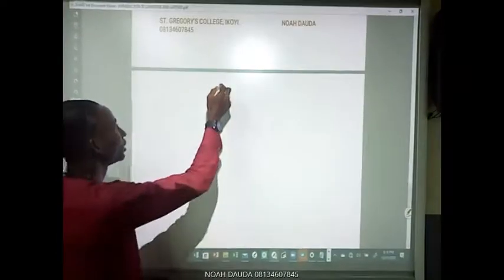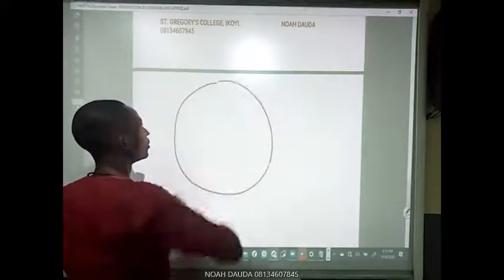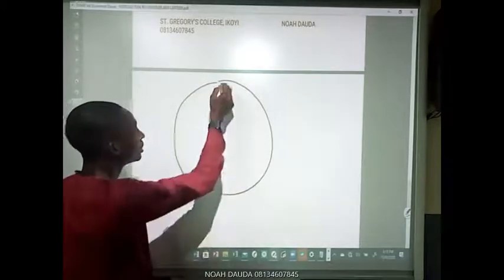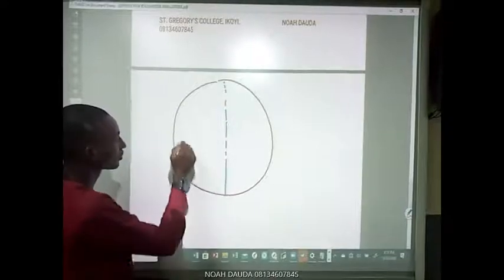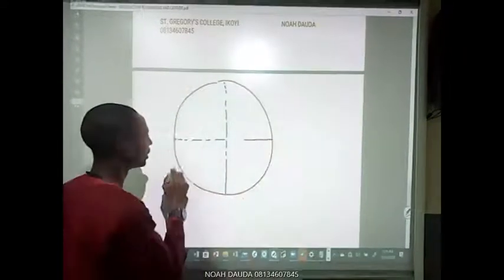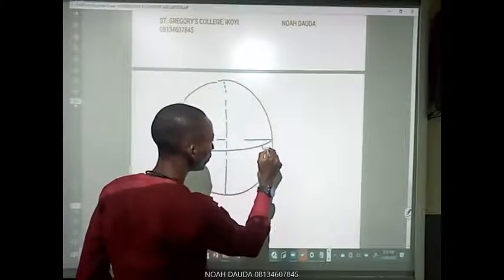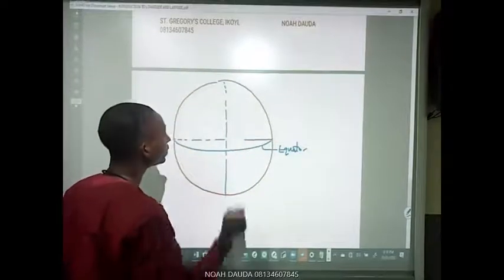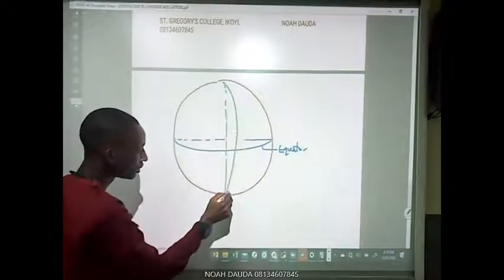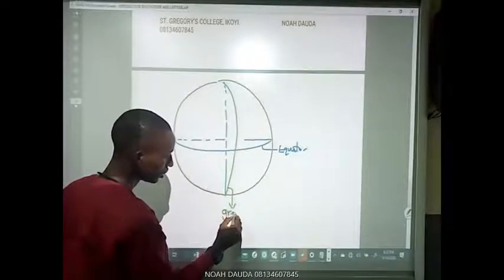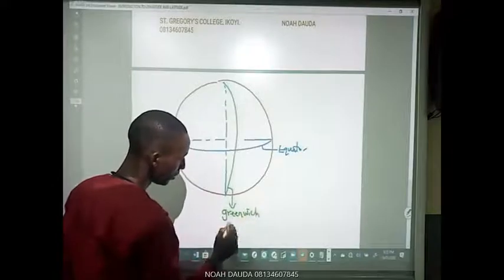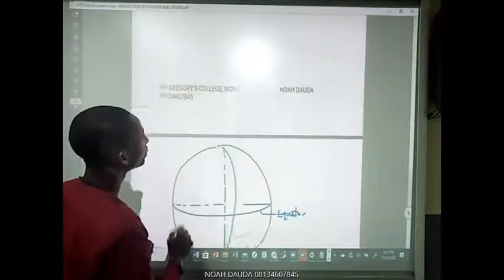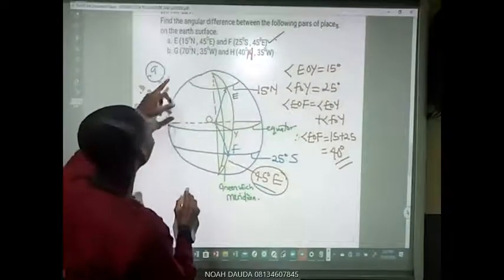Now let's draw this circle. Having drawn this circle, the next thing you need to do is to indicate your imaginary lines. It is important that you indicate your equator, and it is also important that you indicate your Greenwich meridian. Call this your Greenwich meridian.